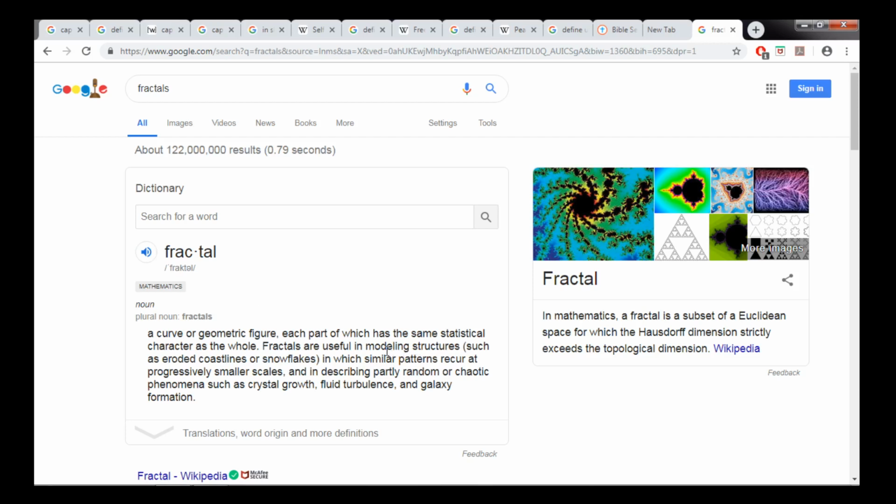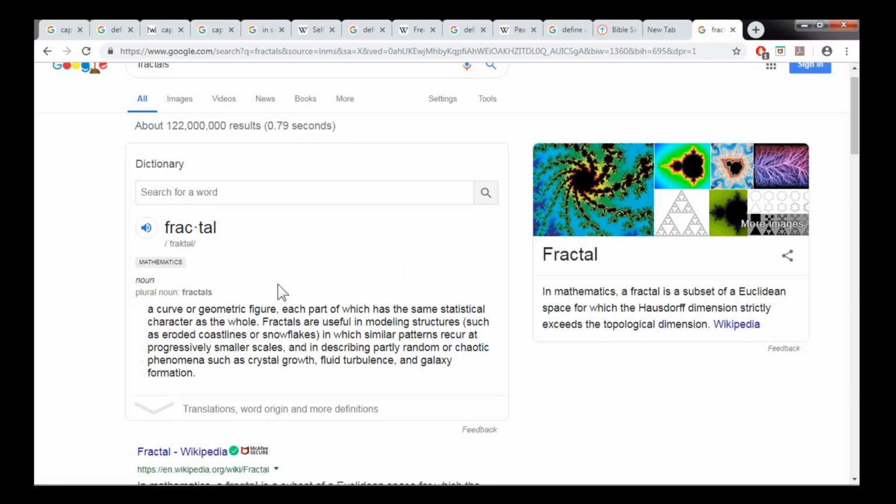Fractals are useful in modeling structures. Who knew? In models such as eroded coastlines or snowflakes, in which similar patterns recur at progressively smaller scales, and in describing partly random or chaotic phenomena such as crystal growth, fluid turbulence, and galaxy formation. So fractals are just everything. Whoa!